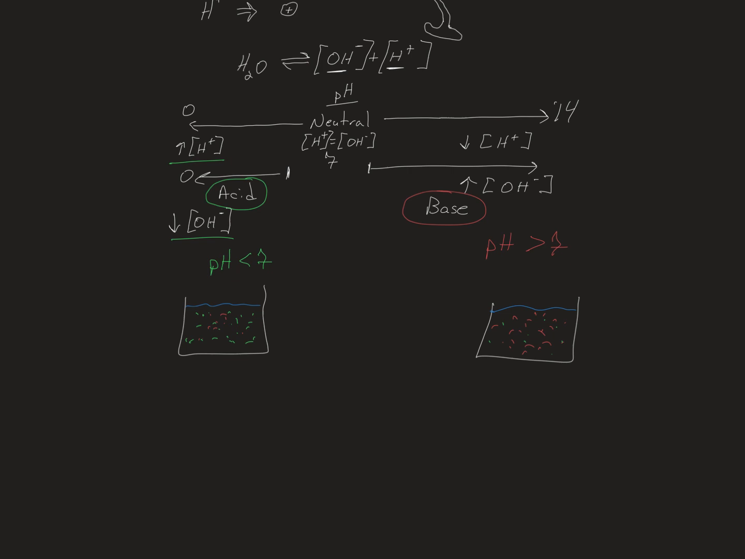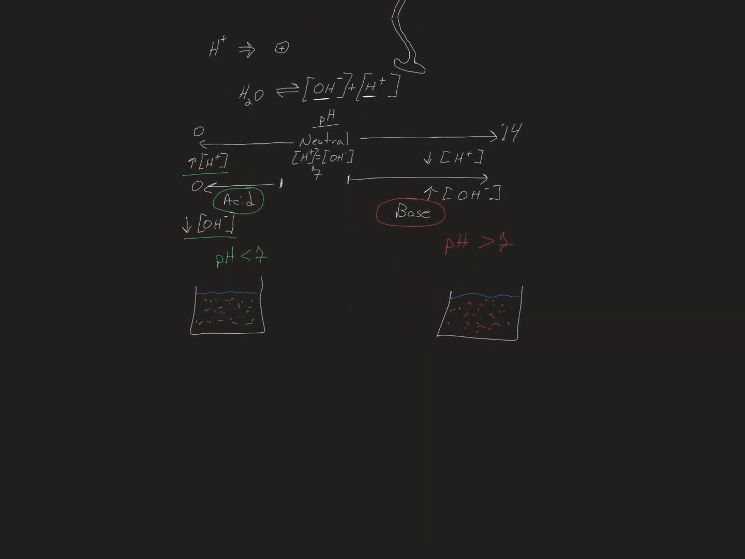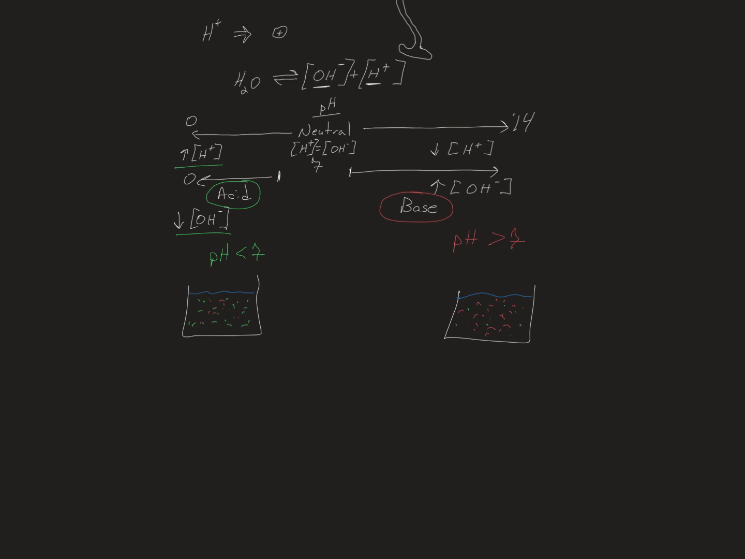But here's the problem: we can't see OH negative. And we can't see hydrogen, right? Because these are atoms. We don't see these. So how do we measure it? How do we see it? We need something to show us. Have you ever heard the word indicate? What does indicate mean? Yeah, something that tells, gives a sign or something.